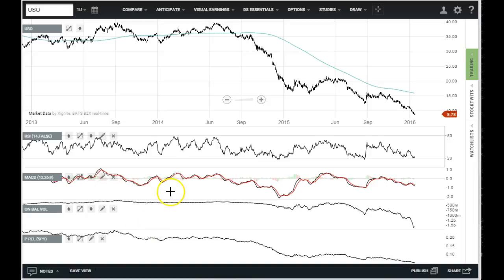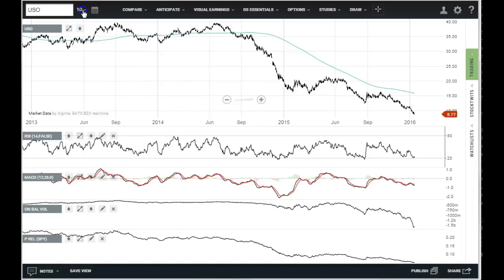So why do I have these indicators? Well, I have a moving average for trend, RSI for momentum. MACD is also momentum, but it's based on moving averages and spreads between averages, so it's a little different. On balance volume, of course, is based on volume. So a grouping of indicators, not just indicators that all say the same thing.